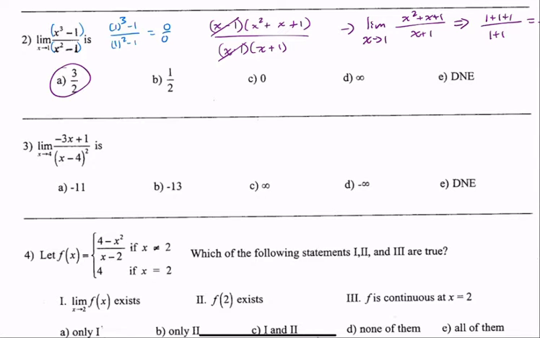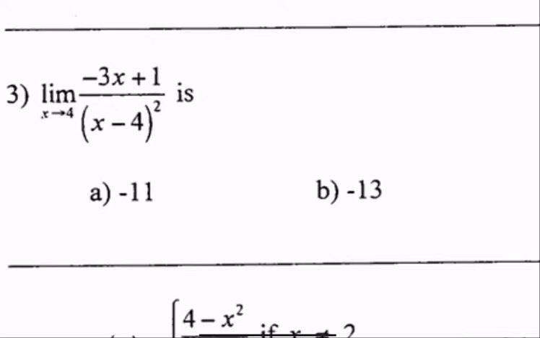Okay, so the first thing that you would do is you would plug in the 4. You would just try direct substitution. And so I'm going to go like this. I'm going to go -3. I plug in 4 plus 1. And then I plug in 4, subtract 4.